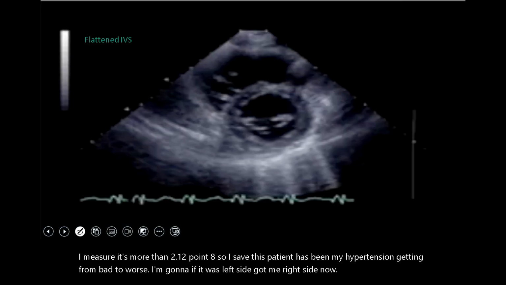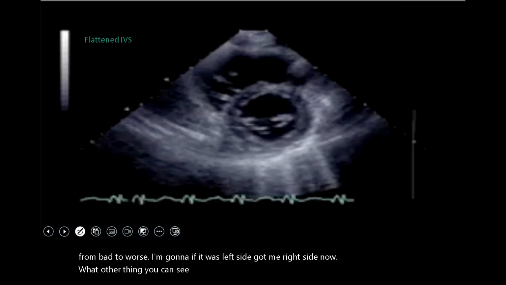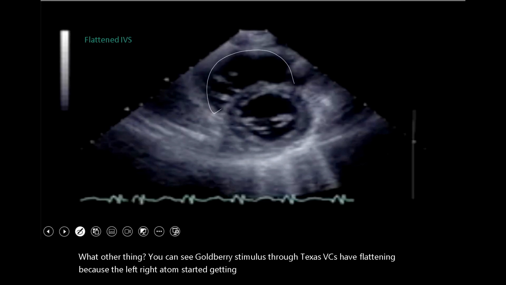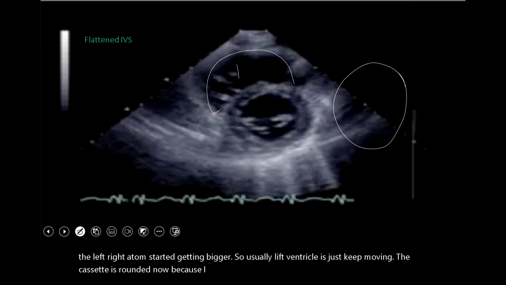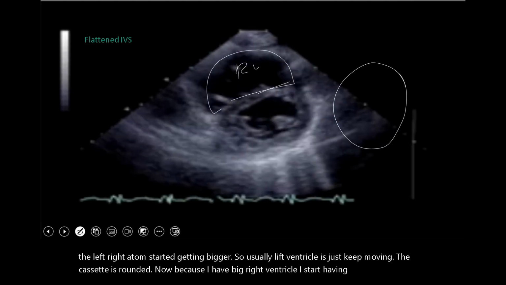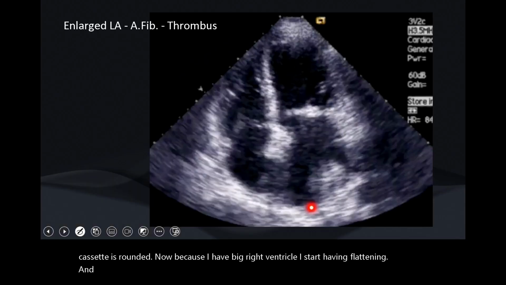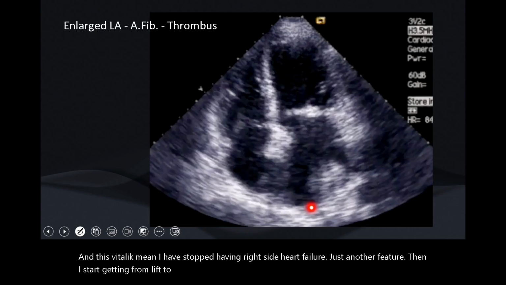What other thing can you see? Go to the parasternal short axis view, and you see flattening because the right ventricle starts getting bigger. Usually the left ventricle keeps moving and is rounded like a crescent. Now, because I have a big right ventricle, I start having flattening. This flattening means I start having right side heart failure. This is another feature telling me I'm progressing from left side to pulmonary hypertension to right side.